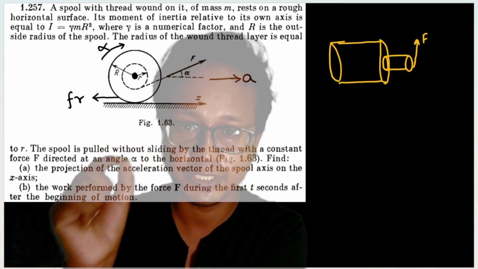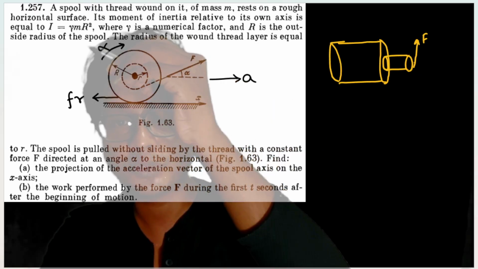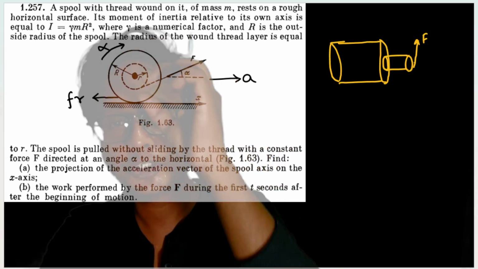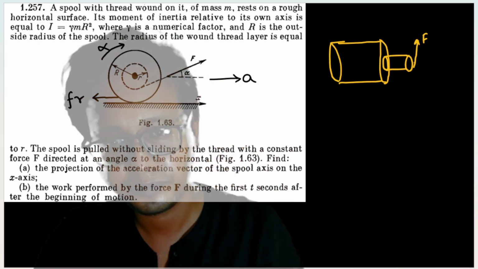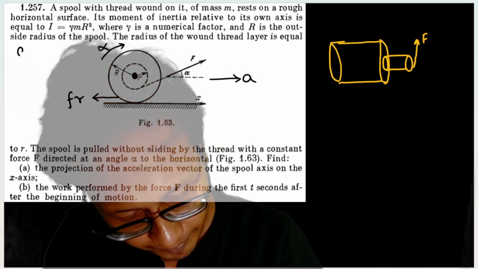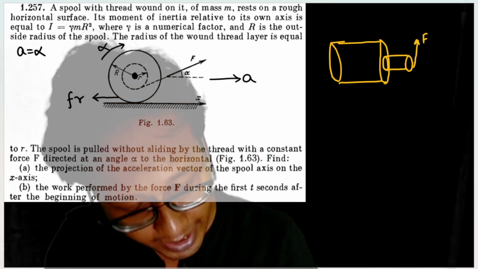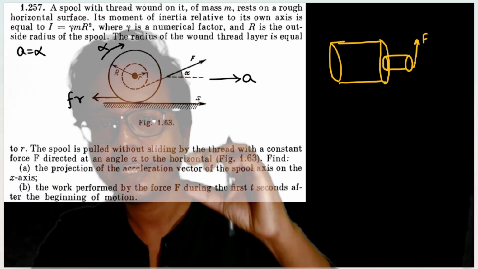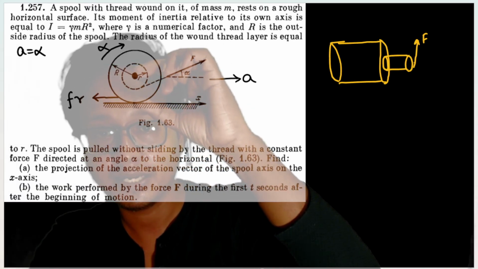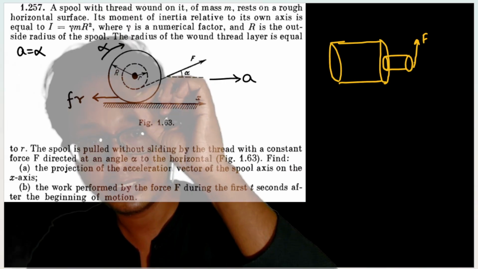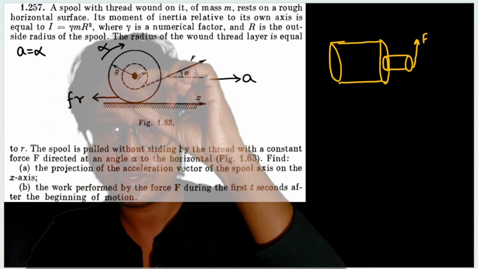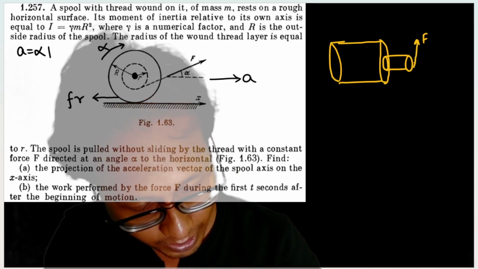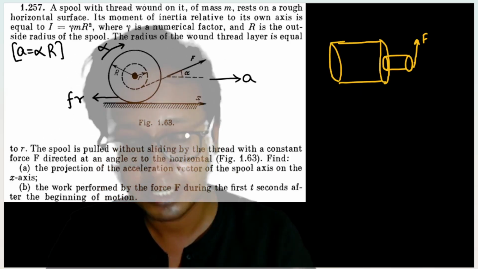You must understand this much. So in case of pure rolling, a is equal to alpha r, v is equal to omega r, and displacement s is equal to theta r. Out here, a is equal to alpha into capital R, because if I consider this point, this is the point of instantaneous axis of rotation. So the whole wheel will rotate about this point. So a is alpha into capital R, it's not small r. Just remember this. So this is the condition of our rolling.